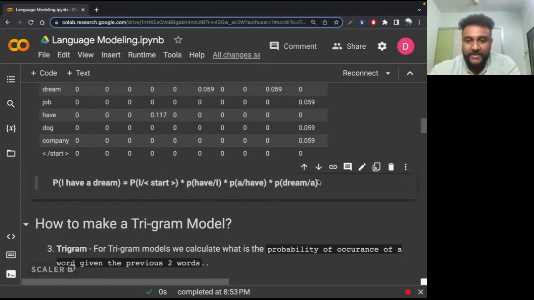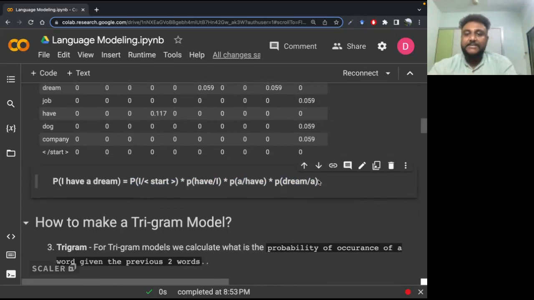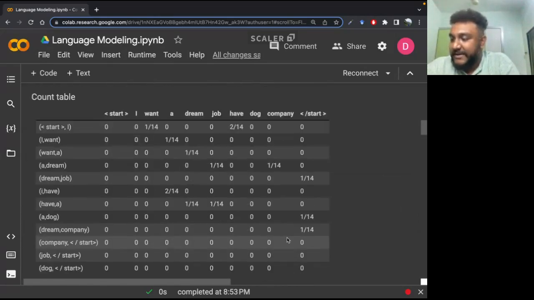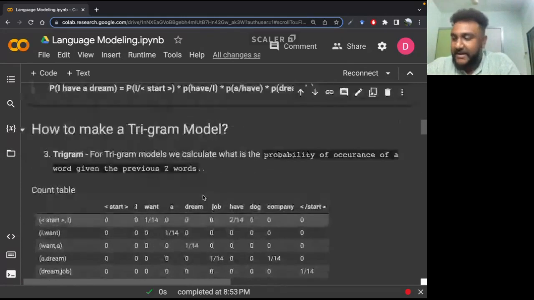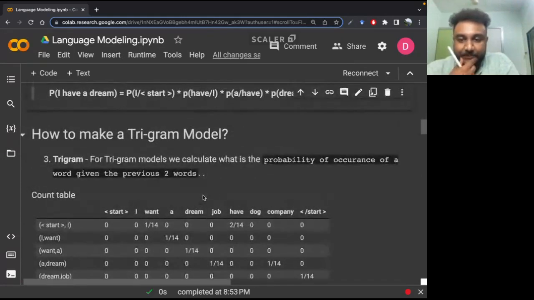Everyone with me so far? Guys, quick check. Is it okay if we take a 5-minute break here? Once we come back from the break, we can continue understanding how to create trigrams and so on. So we can do that.